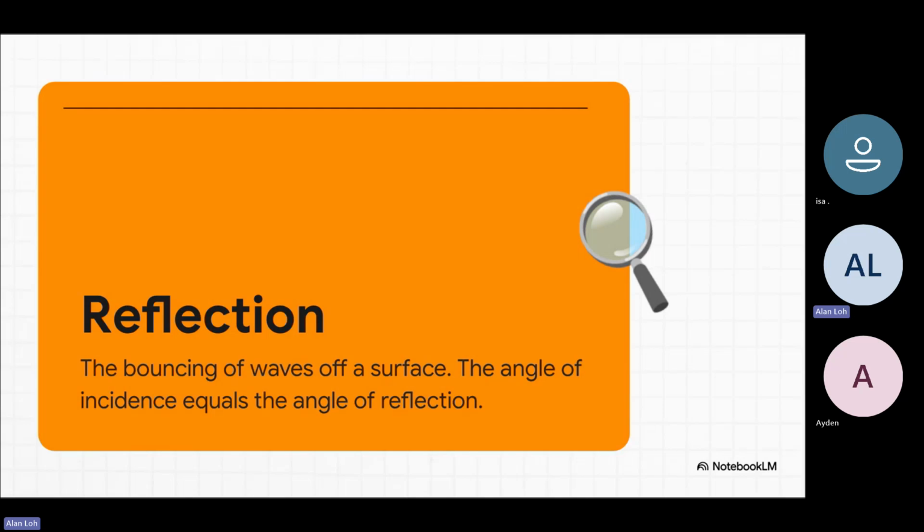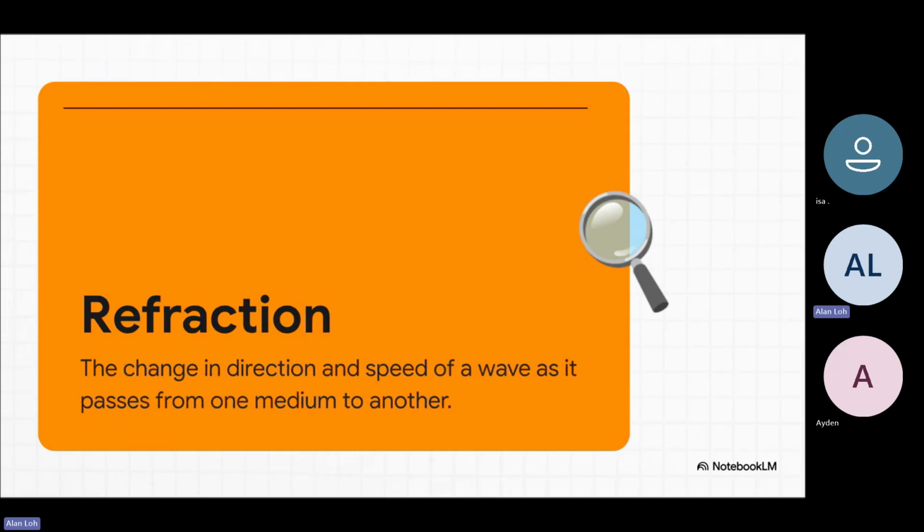This is precisely how sonar technology works. It sends out sound waves and just listens for the echoes, the reflections, to map out what's on the bottom of the ocean. Okay, next up is refraction. This is what happens when a wave bends, and it happens anytime a wave changes speed, usually when it moves from one medium into another.